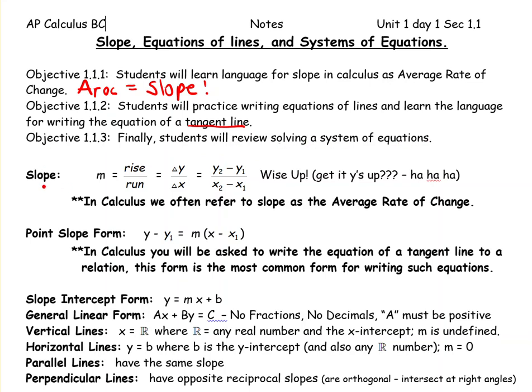So slope, what is slope? It's what it was back in Algebra 1 when you learned it the first time. It's rise over run, or the change in y over the change in x, or if you have 2 ordered pairs, y2 minus y1 over x2 minus x1.